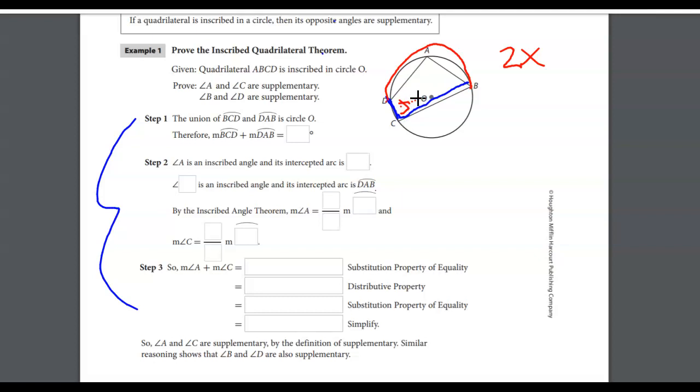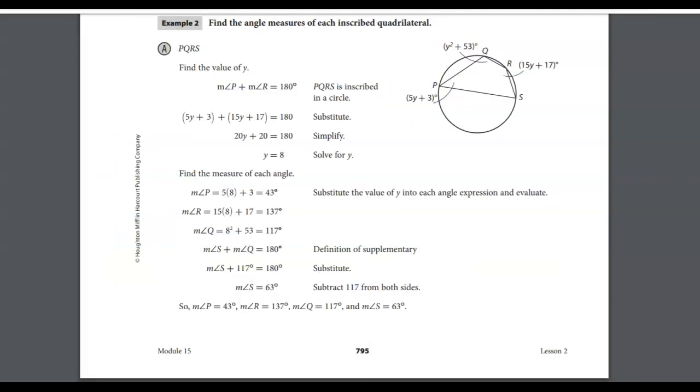If C was 50, this arc's measurement would be 100. If this arc's measurement were 200, this C would be 100. Okay, this is half of whatever this is. I will leave this up for you to look at if you want to pause the video and see their example, and then I will do one for you. I'll break this one down though.